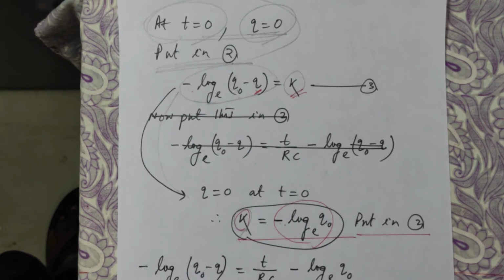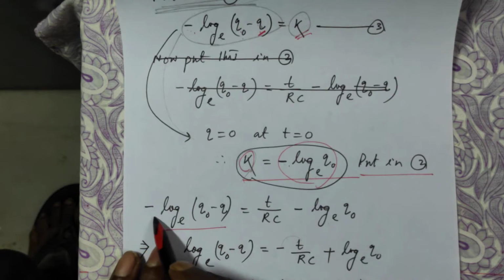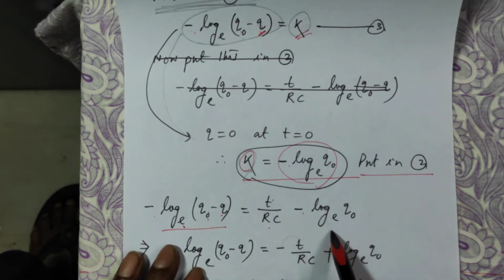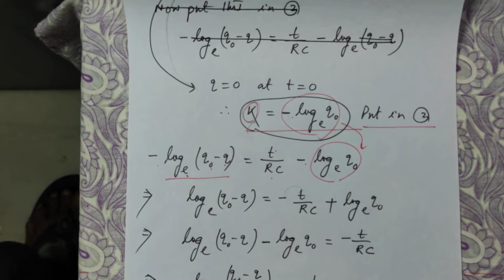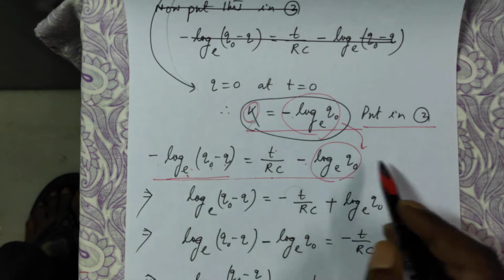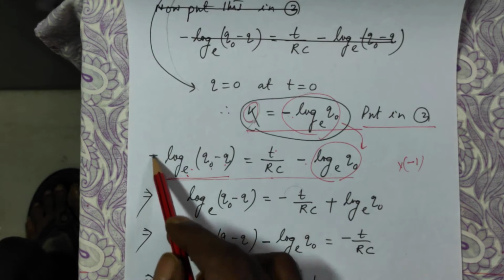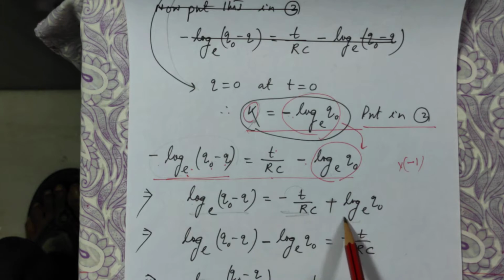So let us put it. So this was the left side of equation 2: minus log with respect to base e, natural logarithm, (q naught minus q) by RC minus this. This is the value of k that we put in equation 2. Now multiply this equation both left and right by minus 1. If you multiply with minus 1, this becomes positive, this becomes negative and this becomes positive.